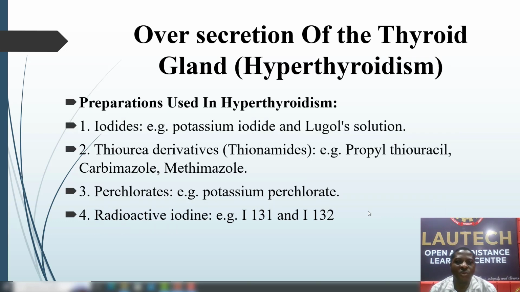So preparations used in hyperthyroidism are: one, iodide, e.g., potassium iodide and Lugol solution. Two, thyroid derivatives, that is, thionamides, e.g., propylthiouracil, carbimazole, methimazole. Then three, we have perchlorate, e.g., potassium perchlorate. Then the fourth one is radioactive iodine, that is iodine 131, iodine 123, and iodine 132.